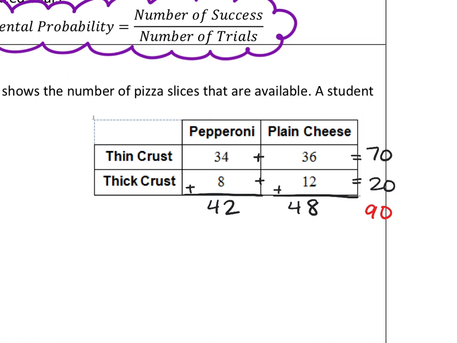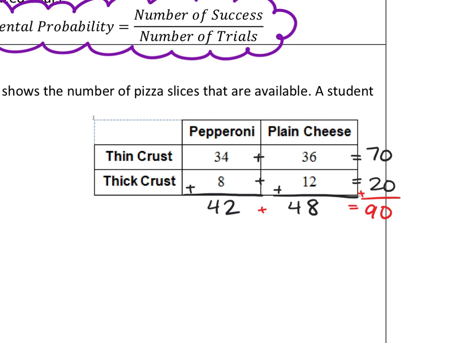90, guys, 90? Yeah, 90. Okay, well, what's 42 plus 48? Also 90. Okay, so here's what we noticed about two-way tables. We're going to see these a lot. They all have to add up to the same number in this bottom corner.